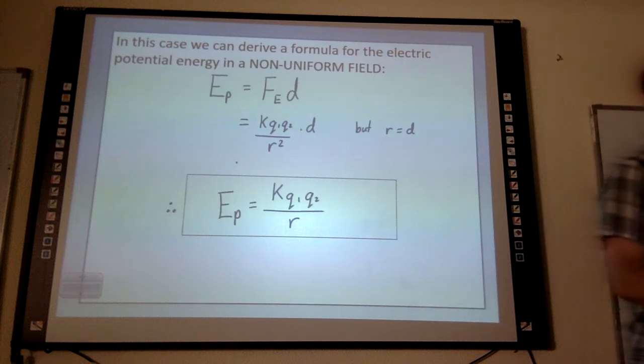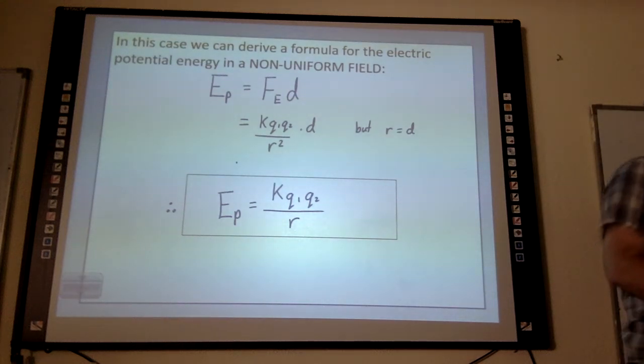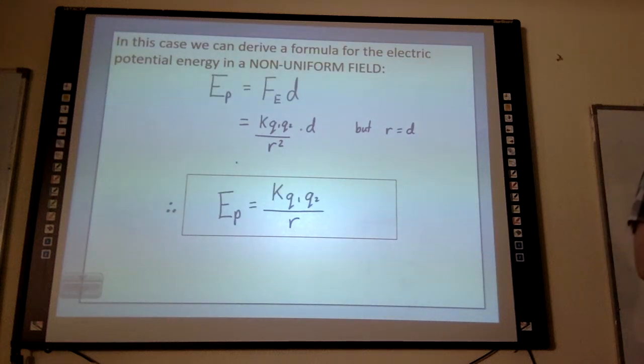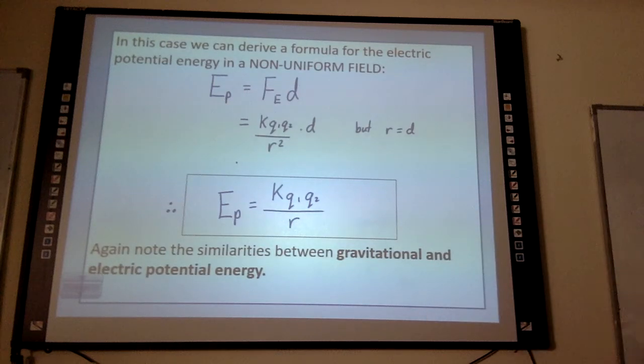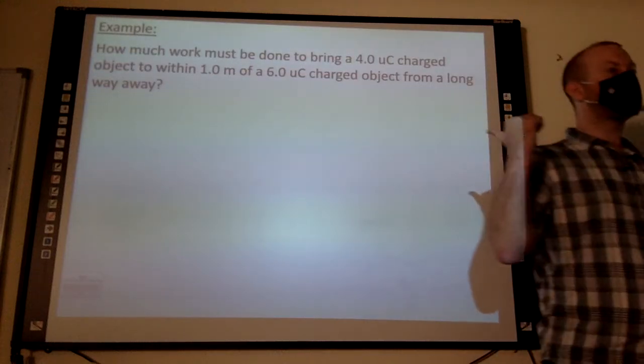Force electric. Yeah, I know. There's not enough letters in the alphabet. Hence why they started using Greek letters. I just said that. Notice there's a similarity between gravitation and electric potential. Is this the example that's next in your notes?